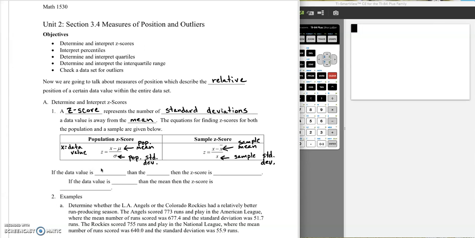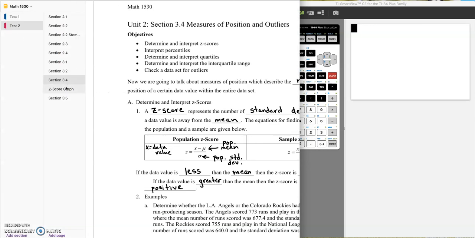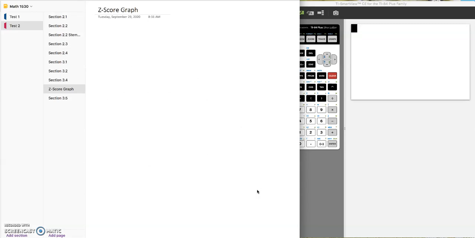If the data value is less than the mean, in other words, if it's to the left when we graph it, then the z-score is negative. If the data value is greater than the mean, then our z-score is going to be positive. So I'm going to flip over to another page here. This is just blank paper. And we're going to draw the graphs, a normal curve with the z-scores labeled in here.